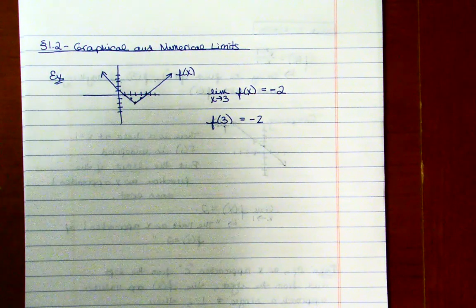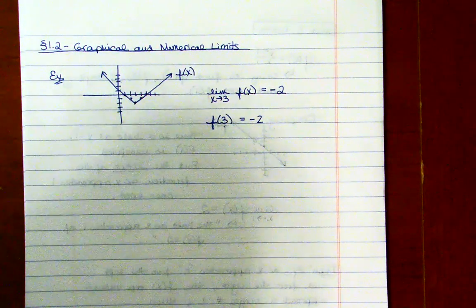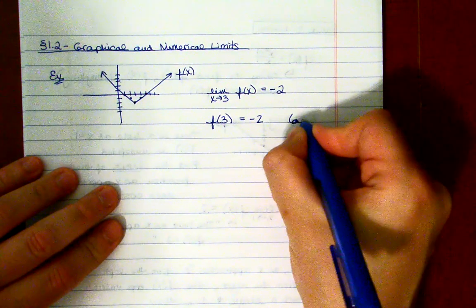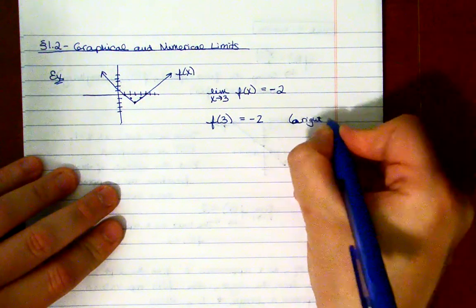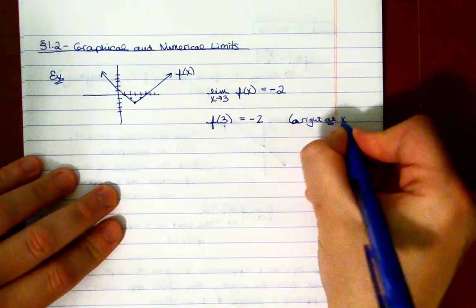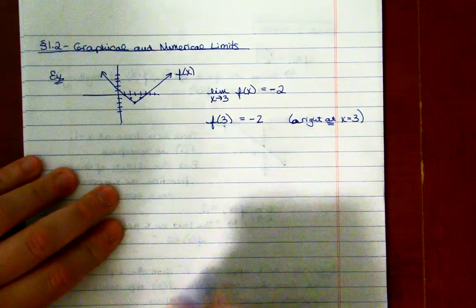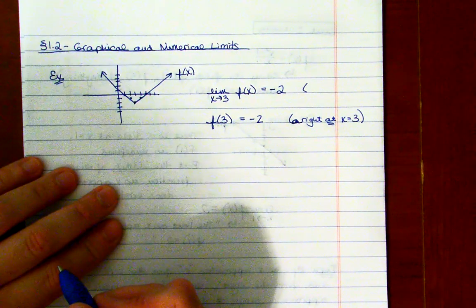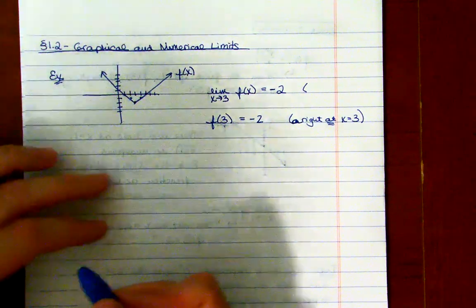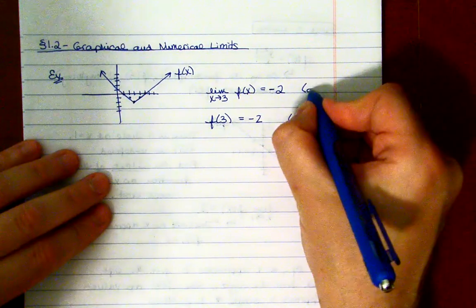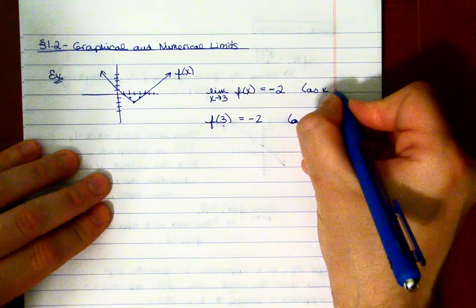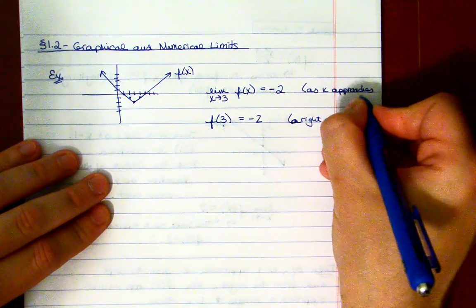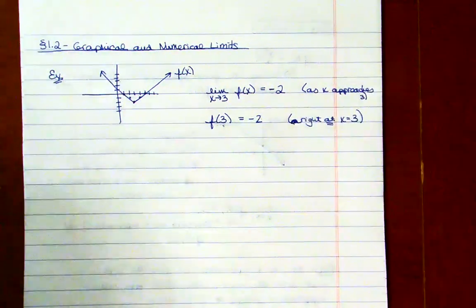Even though these have the same answer, I need to think about them in very different ways. This one I'm thinking about right at x equals 3. And the limit, I don't care about what's happening right at x equals 3. I care about what y value I'm approaching as the x's get close to 3. So how about as x approaches 3? But not right at 3.